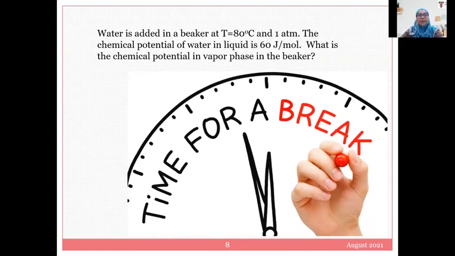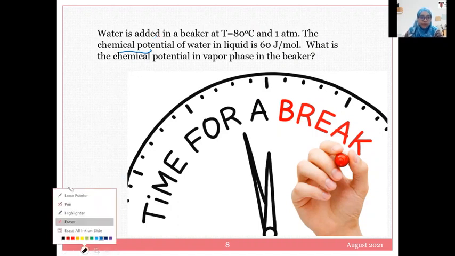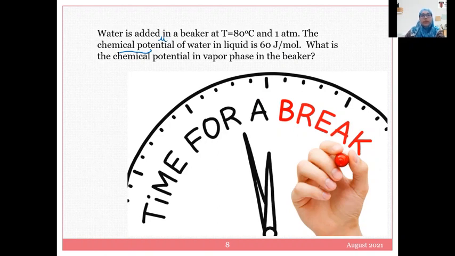Okay, let's take a break a bit. Let's test your understanding. We have a system where water is added in a beaker at a temperature of 80 degrees Celsius and 1 atm. The chemical potential of water in the liquid is 60 joule per mole. The chemical potential is denoted by mu, so mu of water in liquid. What is the chemical potential in vapor in the beaker at the same temperature and pressure? To test your understanding, I think you can answer it if you understood the previous explanation.